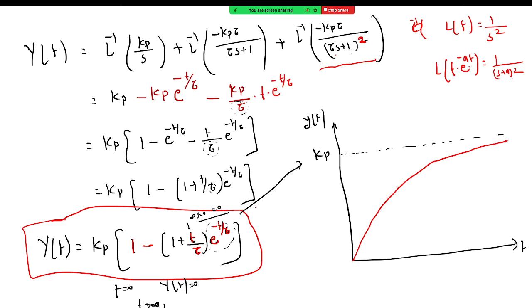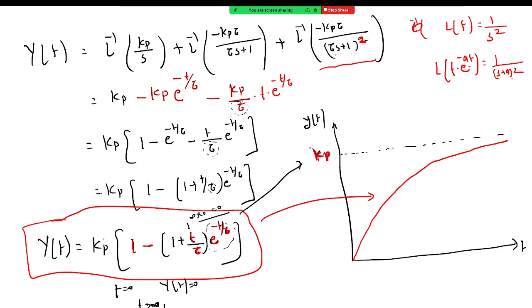Are you getting it? Similarly, it will look like the first order system process. Any doubt? So you will see this particular graph, and this system reaches a maximum value for a step input.